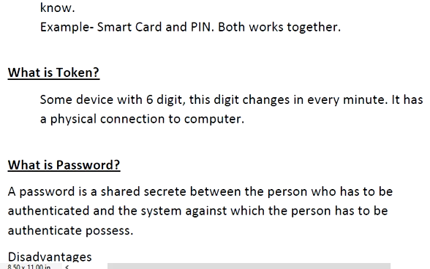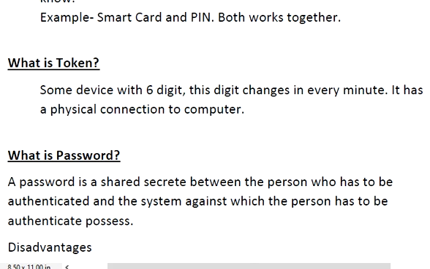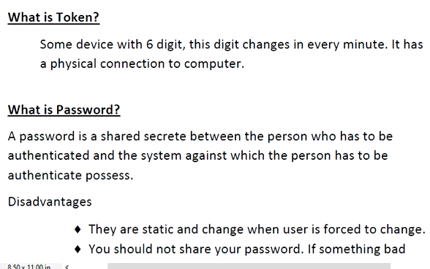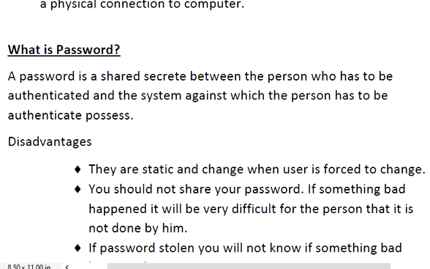Now, the question is what is a token? Some device with six digits, and this six-digit number changes every minute. It has a physical connection to the computer. The question is what is a password? A password is a shared secret between the person who wants to be authenticated and the system against which the person is to be authenticated.